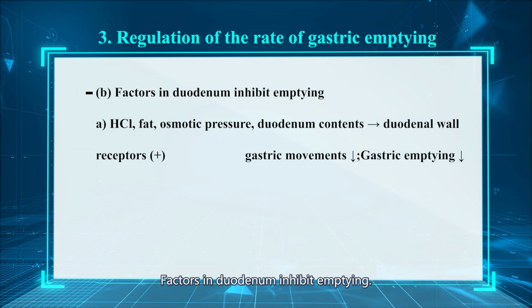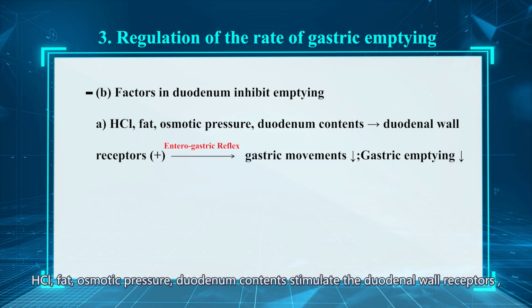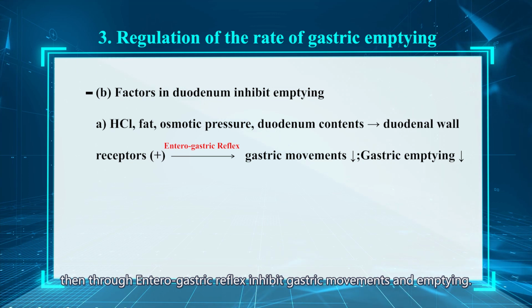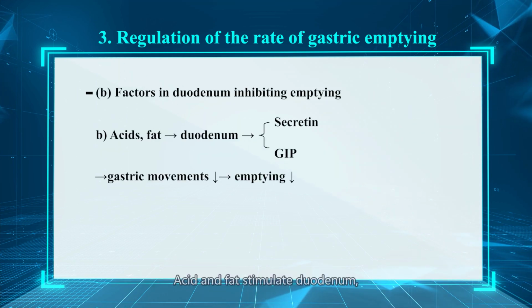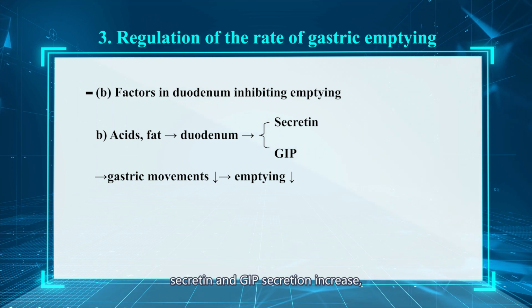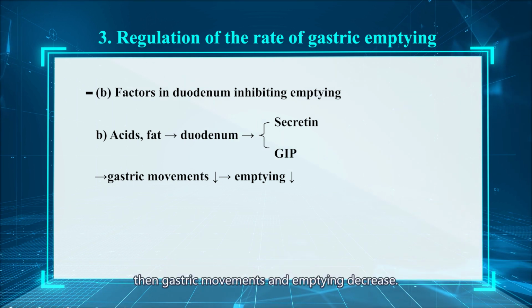Factors in the duodenum inhibit emptying. HCl, fat, osmotic pressure, and duodenum contents stimulate the duodenal wall receptors. Then through the enterogastric reflex, gastric movement and emptying are inhibited. Acid and fat stimulate duodenal secretion and GIP secretion increases. Then gastric movement and emptying decrease.